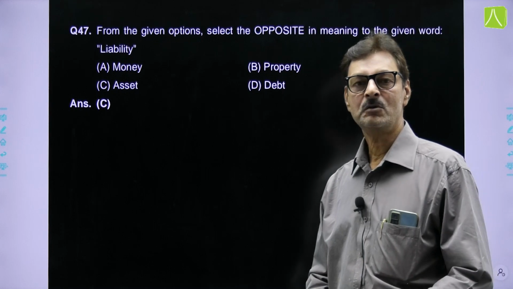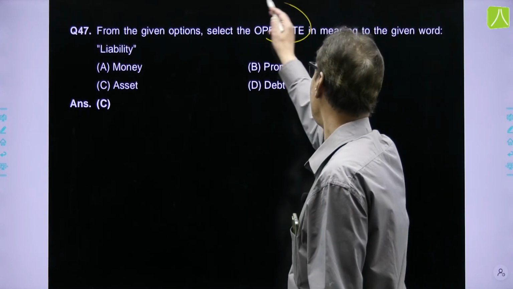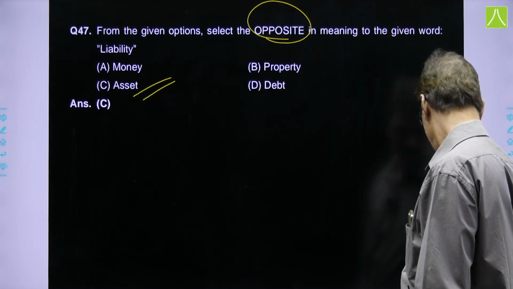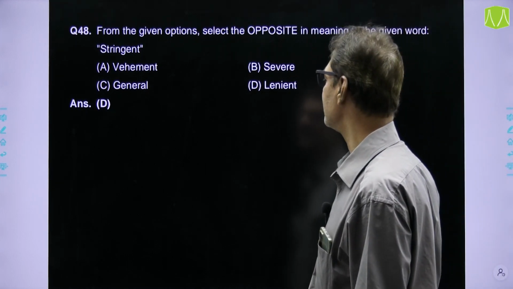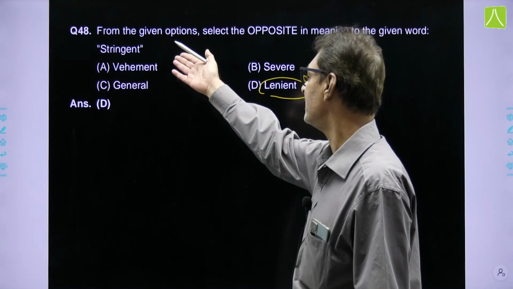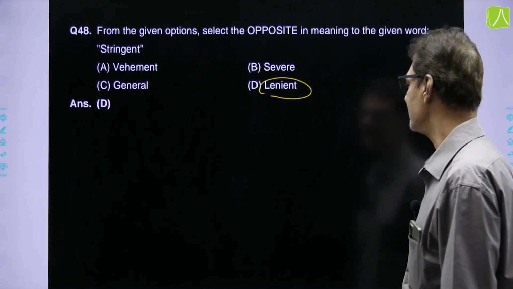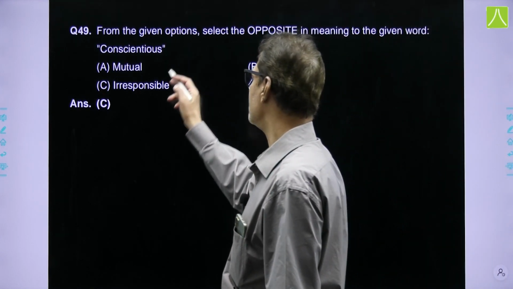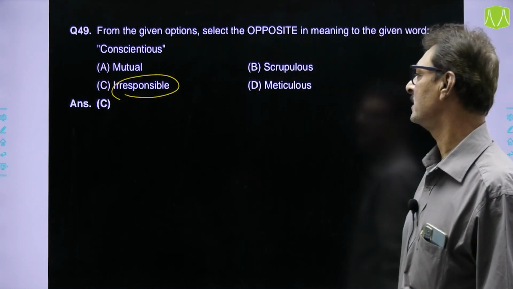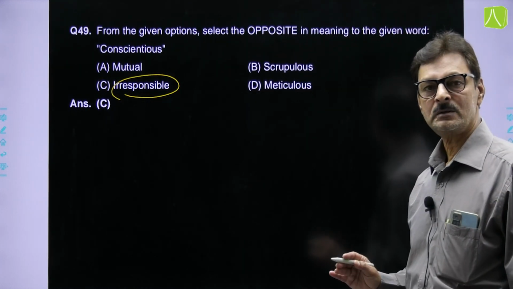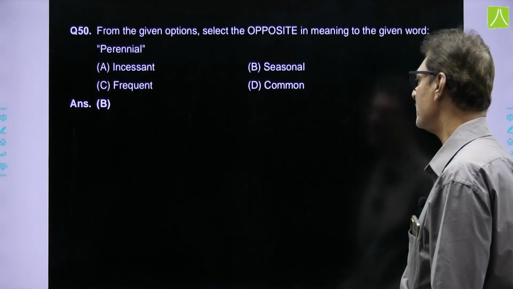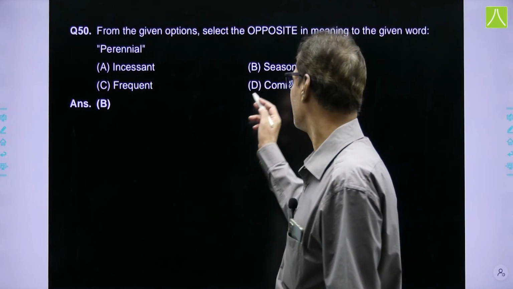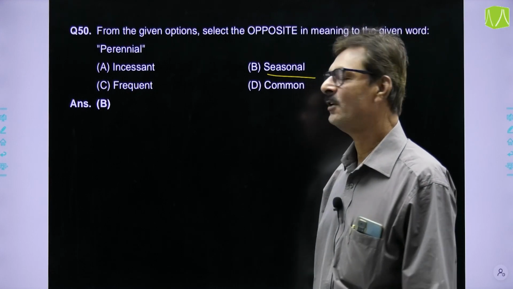Now, again some questions based on vocabulary, but now you have to find the opposite, the antonyms. Liability. Liability, the answer is asset. Next, stringent. Stringent is severe, strict, and the opposite is lenient. Next, conscientious, responsible. The correct answer will be irresponsible. And the last question for this English paper of CUET UG 2022 was perennial. Again, perennial is continuous, so seasonal will be the answer for this.